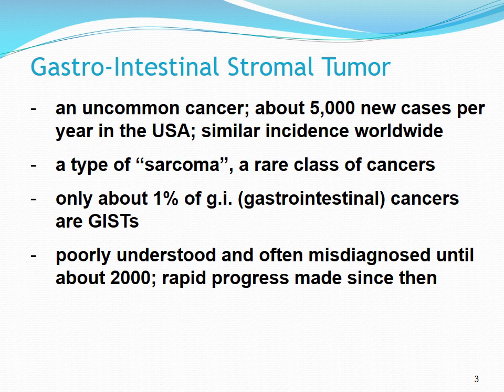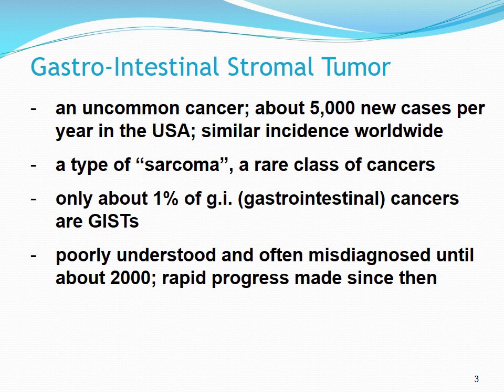So what is GIST? As I think most people on the call will know, it's a rare cancer. There are about 5,000 cases per year newly diagnosed in the USA. The incidence is about the same everywhere that has been studied in the world, so it seems to be quite a constant incidence around the world, but a rare disease. GIST is a sarcoma. This is a rare class of cancers. Only about 1% of all cancers are sarcomas. We'll talk about what that means a little later. And in fact, of all the gastrointestinal cancers, only about 1% of them are GIST.